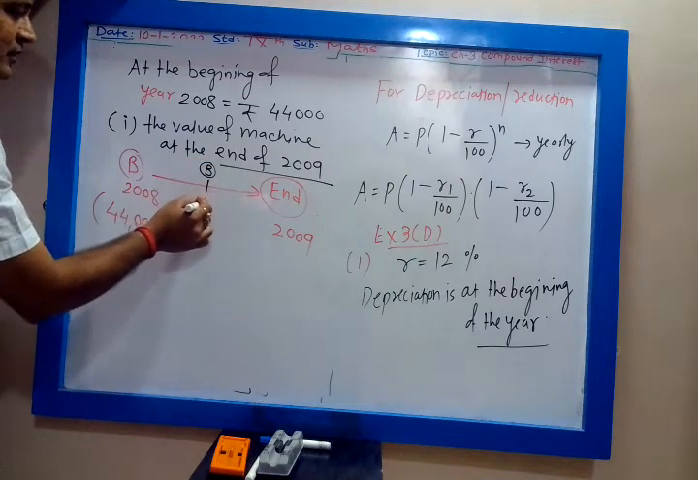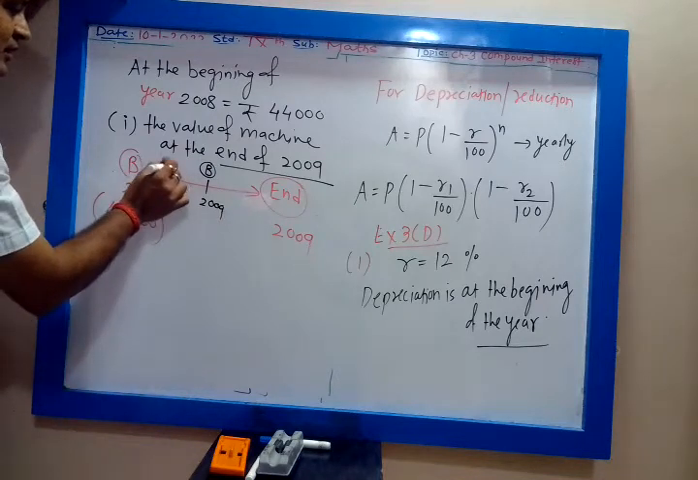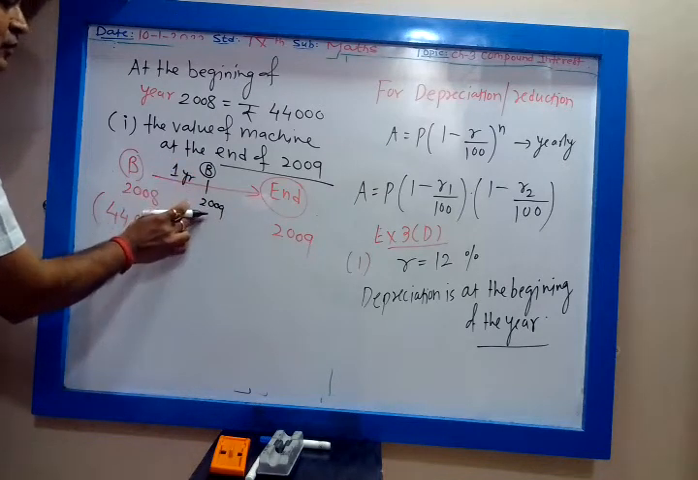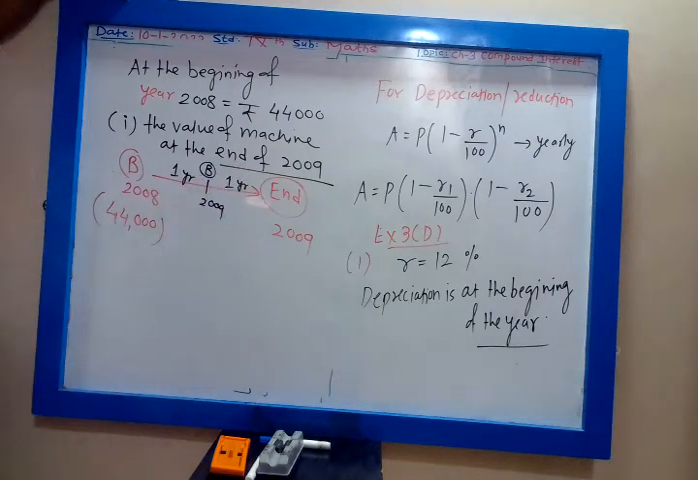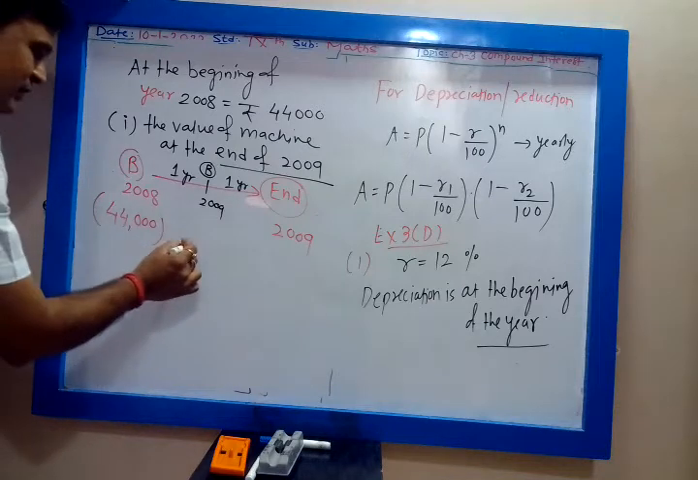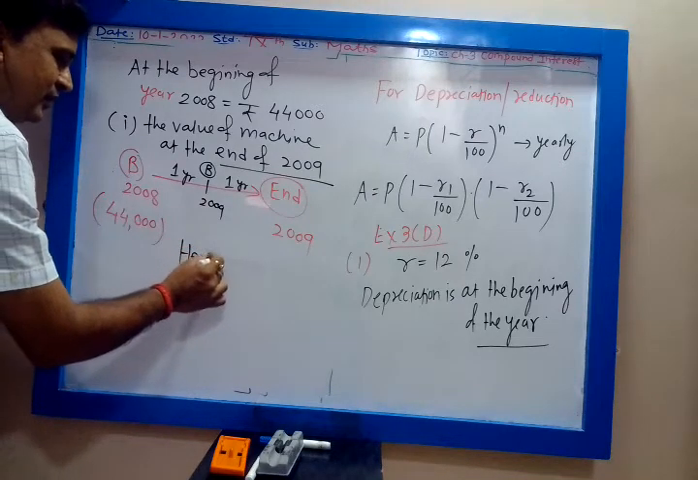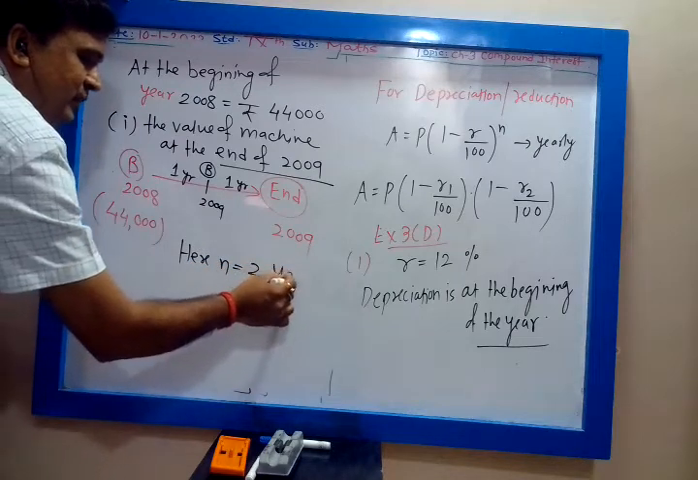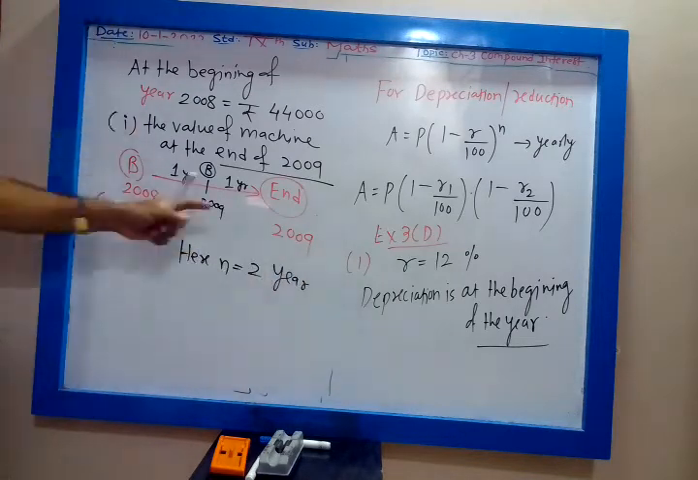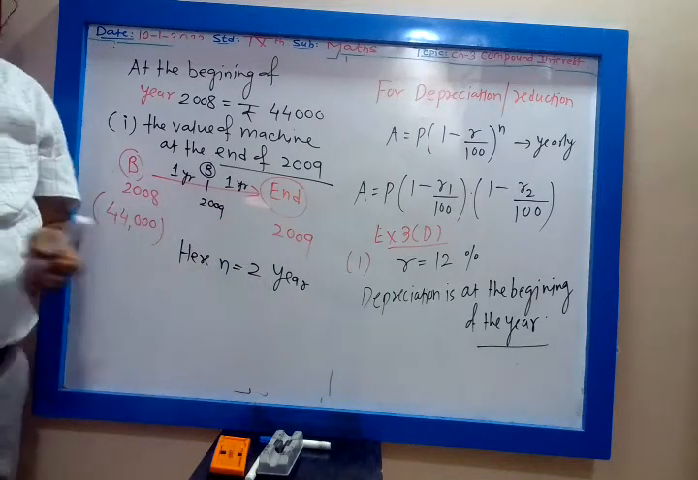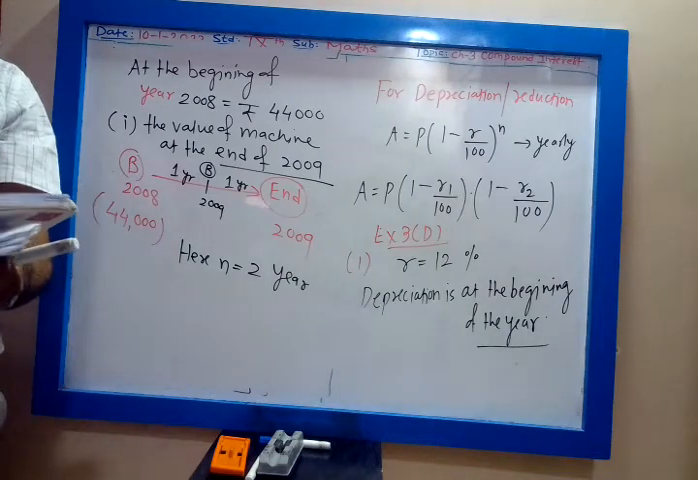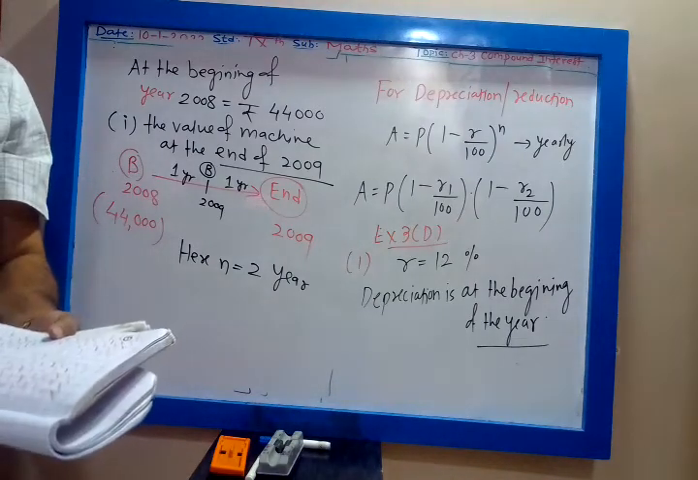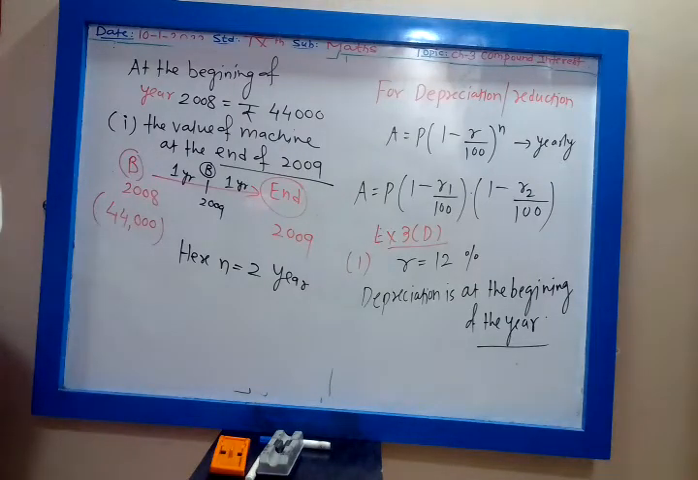the beginning of 2009, how many years? 1 year. Then from the beginning of 2009 to the end of 2009, 1 year. So what is the duration? 2 years, no? So here n is equal to 2 years. Remember this: if it is given beginning of year 2009, then 1 year. If it is given end of year 2009, it will be 2 years. Is this clear? Yes or no? Yes.